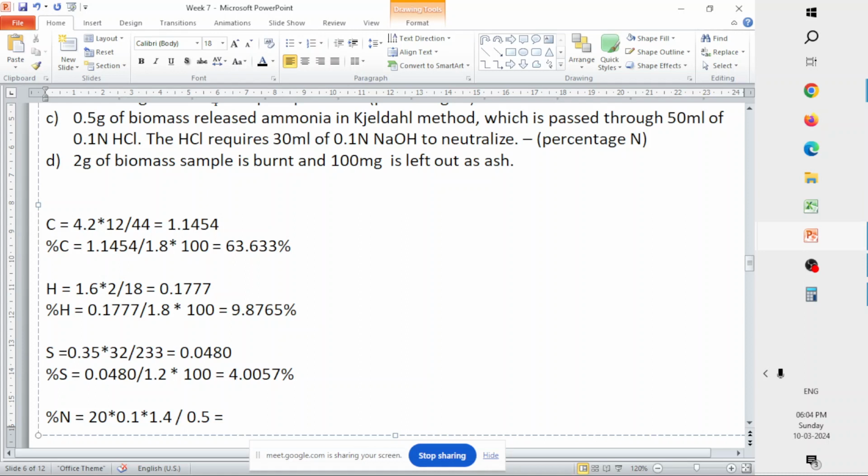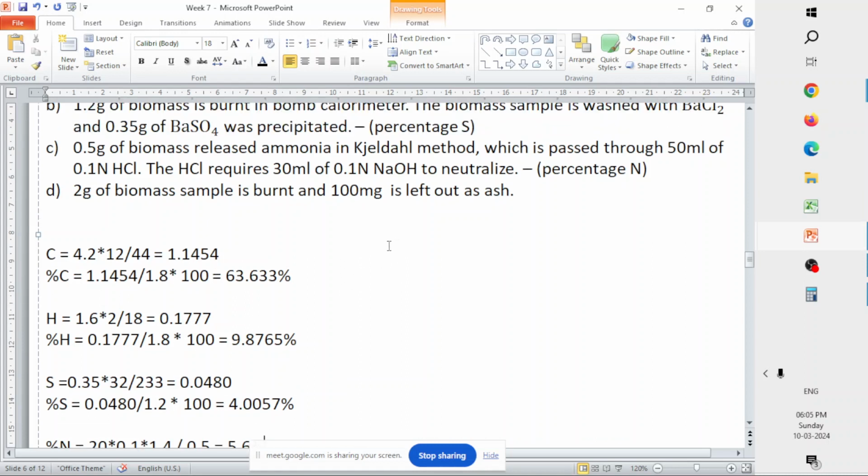So which will be approximately 5.6%. And then comes your ash content percentage. So that is simple. Ash percentage will be nothing but the weight of the ash, that is 100 milligrams, divided by the weight of your biomass sample, that is 2 grams. So you have to convert it into milligrams. So 2000 milligrams, times 100. So that will be exactly 5%.